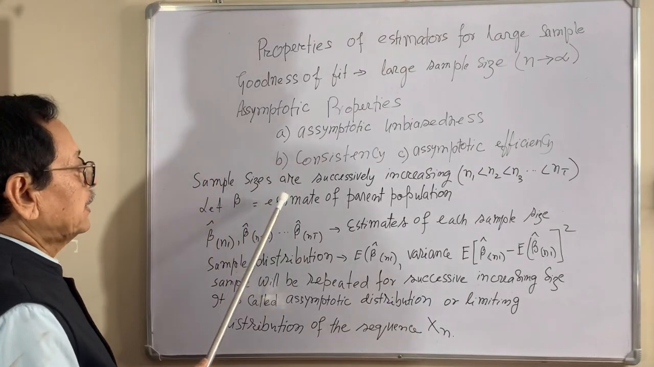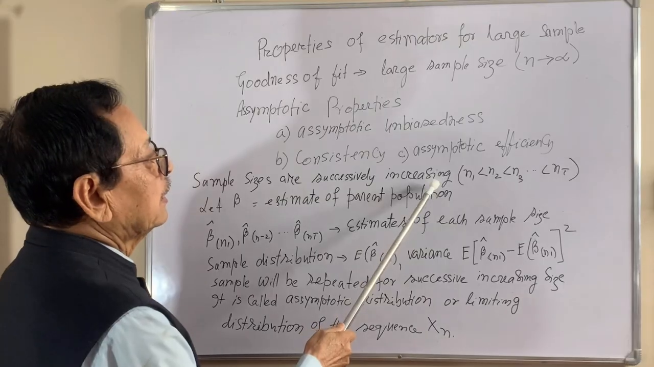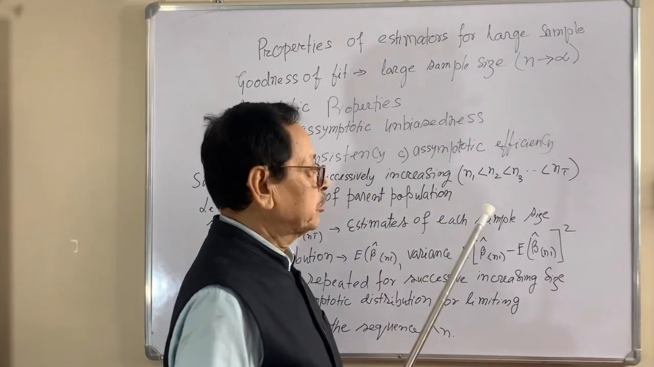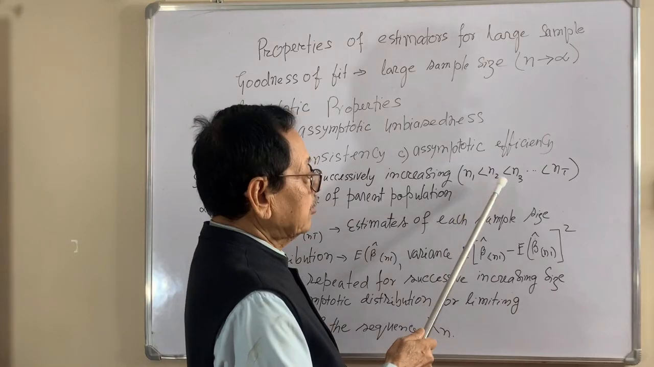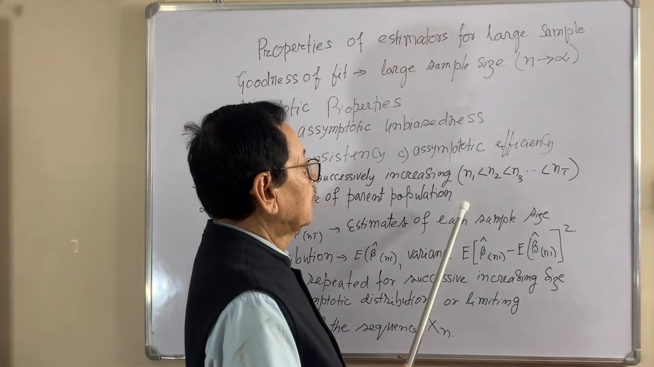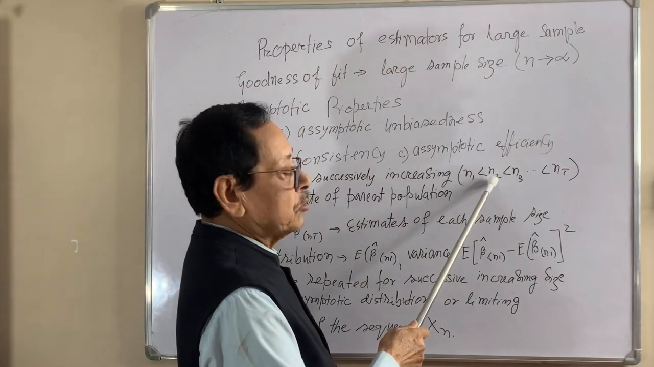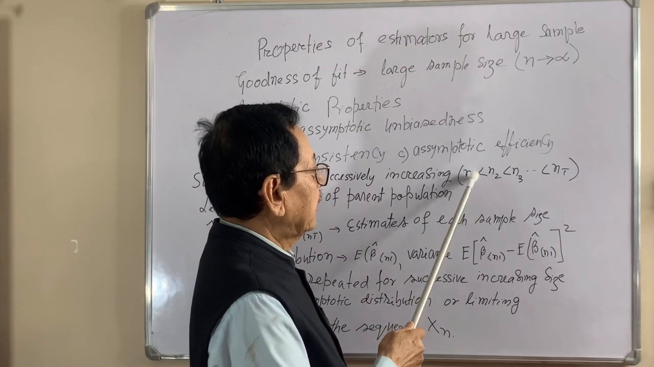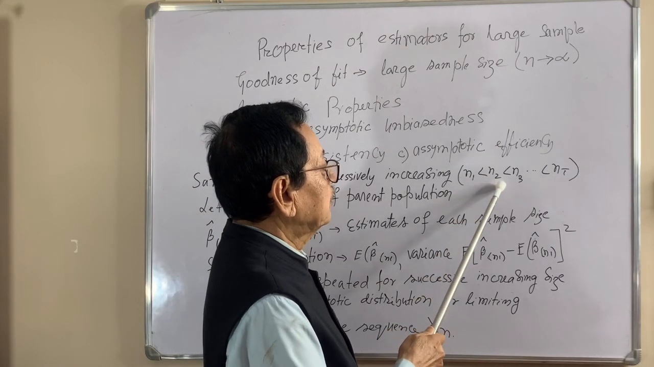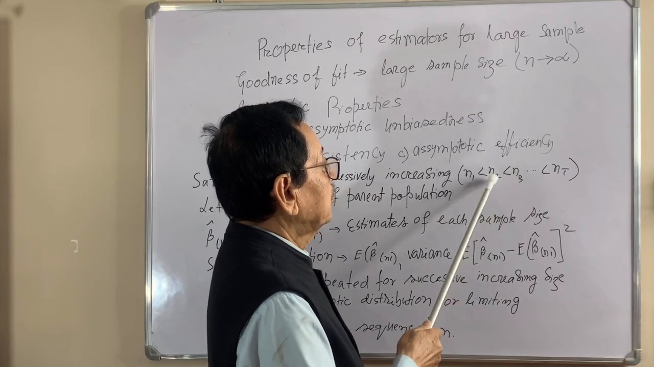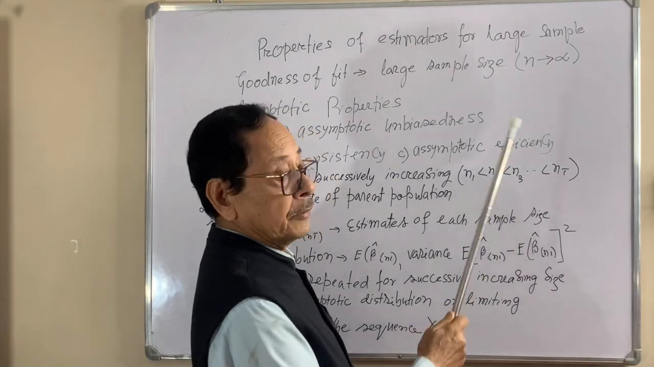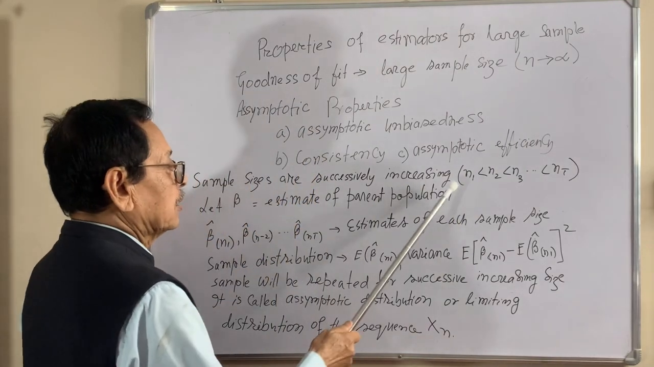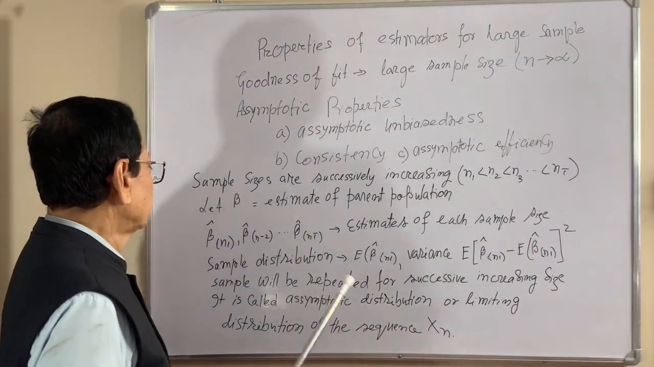So sample sizes are successively increasing. Suppose the first sample is N1 and the second sample is N2. So N2 should be greater than N1. That means N1 is less than N2, then N2 is less than N3, and so on. So successively, the sample size should be increasing.